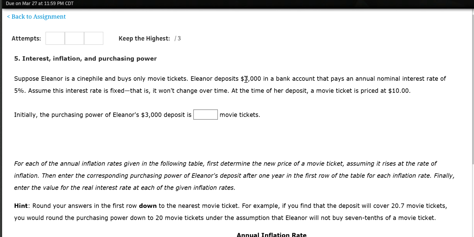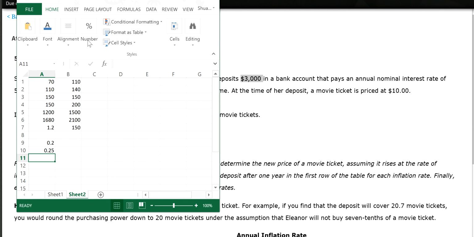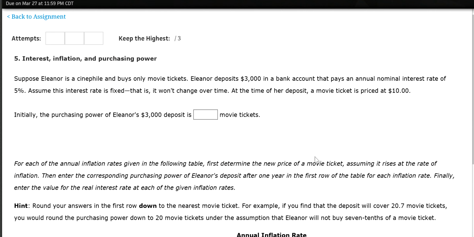So we have this money over here, $3,000, and each movie ticket costs $10. The purchasing power is just asking how many movie tickets you can buy with this money. So it's going to be a very simple calculation. We're going to take our $3,000 divided by the movie ticket price of $10 each. So Eleanor can buy 300 movie tickets. So let's do 300 over here.